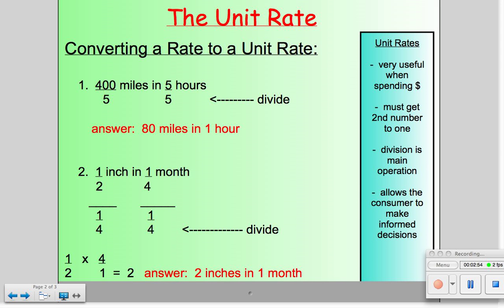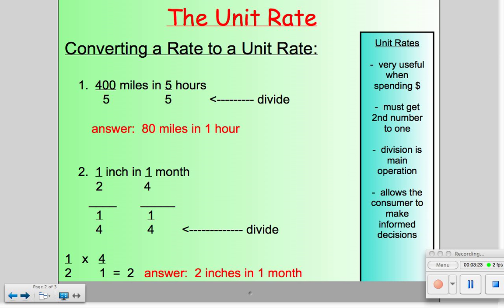If we look over at the right-hand box here, we can see that calculating unit rates can be very useful when you're spending money. Okay, we also know that we got to get that second number to 1. We're going to use division to make that happen. And calculating unit rates is going to make you a better consumer. When you're spending money, you always want to get the best deal, and the unit rate is going to help you make the best decision with your money.